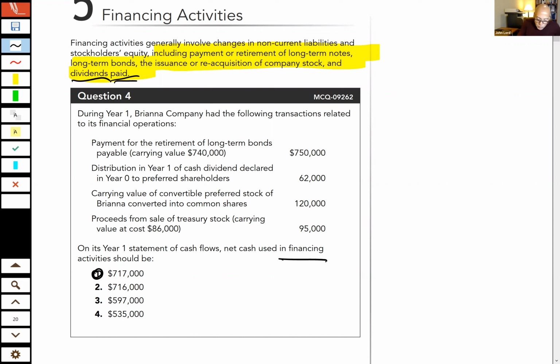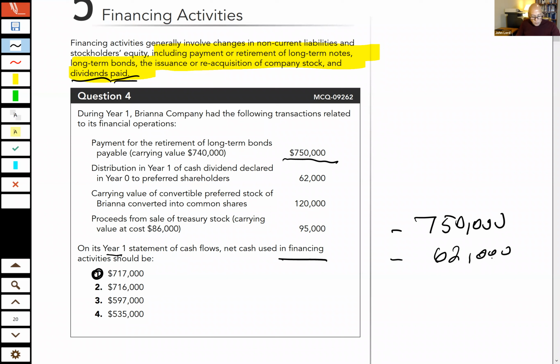Right? So we have this payment for the retirement of long-term bonds. When you retire long-term bonds, that's what your financing department does. So that's going to be subtract 750. And quite frankly, you can't get there without knowing that that's a subtract. There's no way to get any of these choices, right? Then they talk about distribution of year one cash dividend declared in year zero. Well, what happens? You declare the dividend in year zero, you pay it in year one. Well, that's when the cash went out. So that's going to be a subtract of the 62,000 for year one, even though the dividend was declared in year zero, you actually didn't pay it until year one.